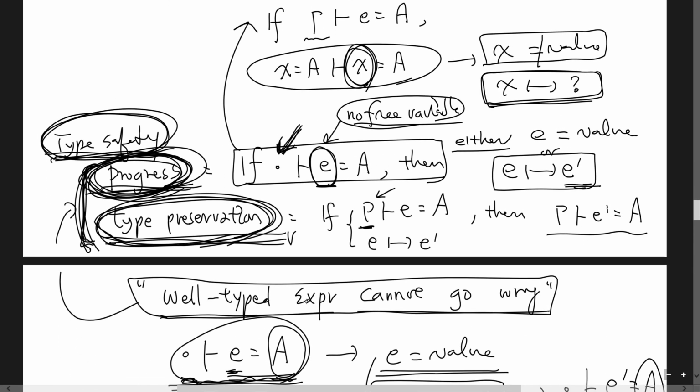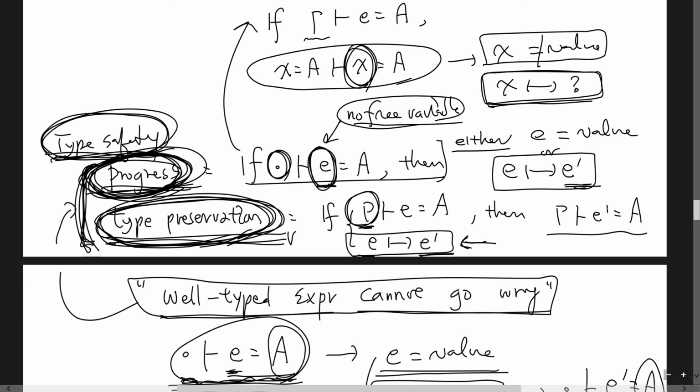In the case of type preservation, things are slightly different because we already have some evidence that this expression e reduces to e prime. We already know that this expression reduces. So there is no reason not to permit a general typing context gamma here. That's the reason that in the case of type preservation, we allow this typing context gamma here, whereas in the case of progress, the typing context must be empty, so that expression e is a closed expression.